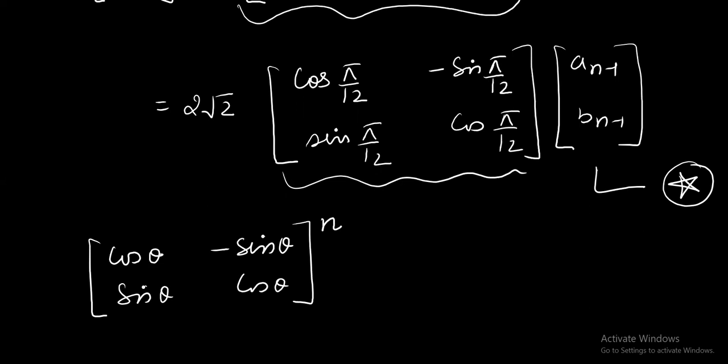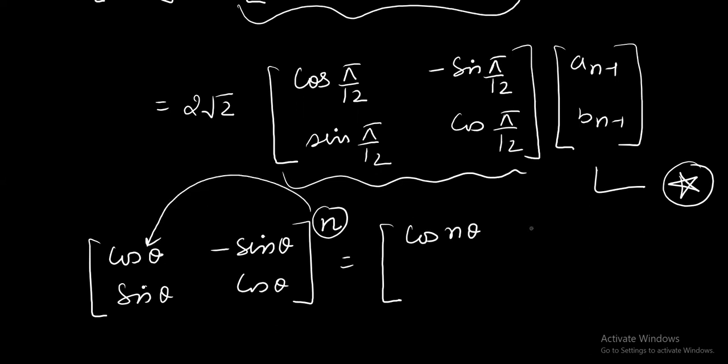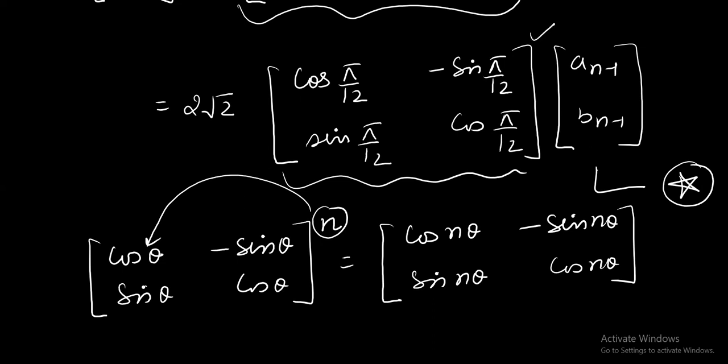Whenever you come across this type of expression, what you are going to get is directly this n will shift in front of the angle. And you will get cosine n theta, minus sin n theta, sin n theta, cos n theta, correct? This is what we are going to get. So this special type of matrix has been created over here. And now this will help us in identifying or writing a_n, b_n in terms of a1, b1.